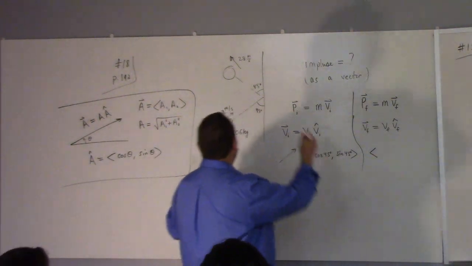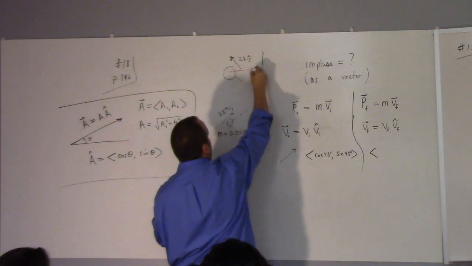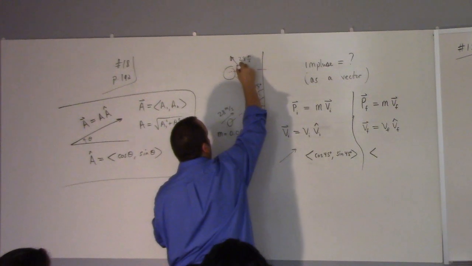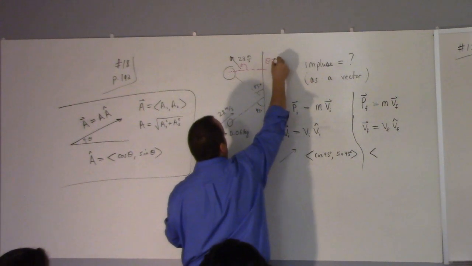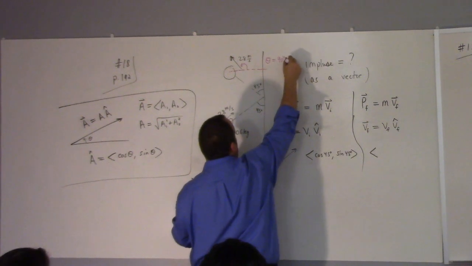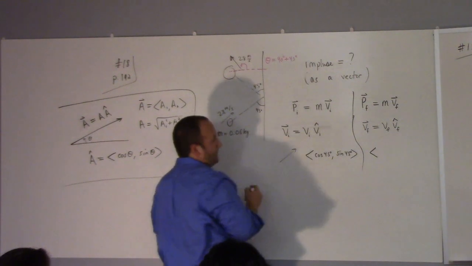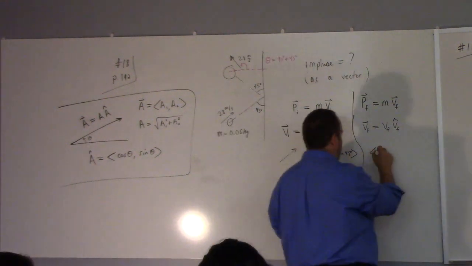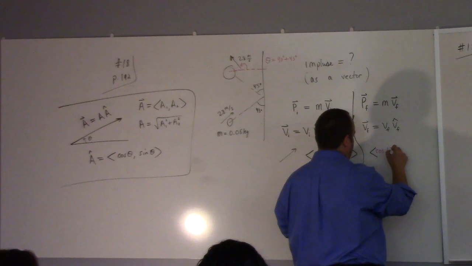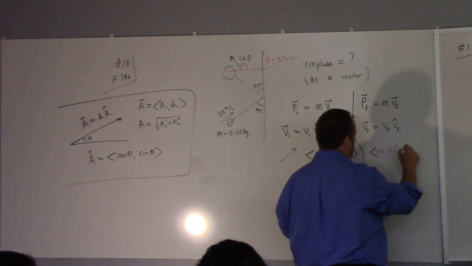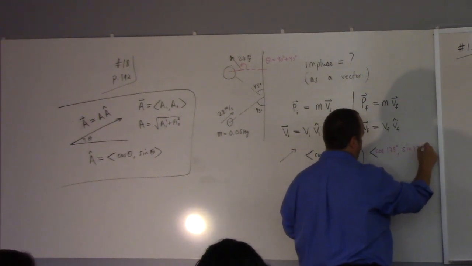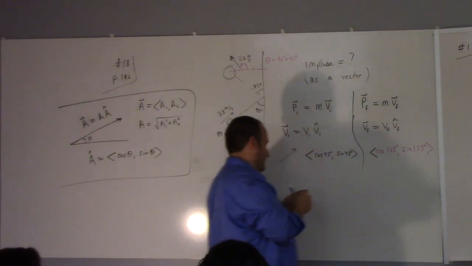Can you guys tell me what the standard angle is for this right here? We go like that, right? Theta equals 90 degrees plus 45 degrees. So over here, I could do cosine of 135, sine of 135, if I wanted to be lazy.